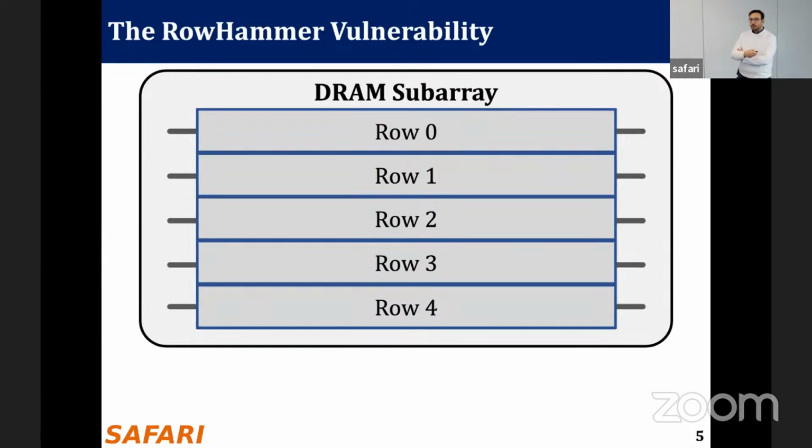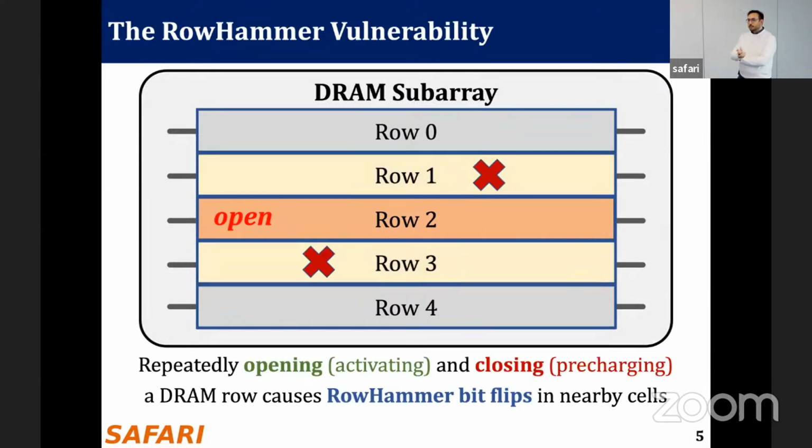Let's talk about the RowHammer vulnerability, a prime example of DRAM read disturbance. Let's say we want to access data from this row called row 2. We open row 2, access data, and then close it. When we do this operation many times, opening row 2, closing it, opening, closing, we end up seeing bitflips in row 1 and row 3, even though we didn't access them. This is called the RowHammer vulnerability, and it's a prime example of a DRAM disturbance phenomenon.